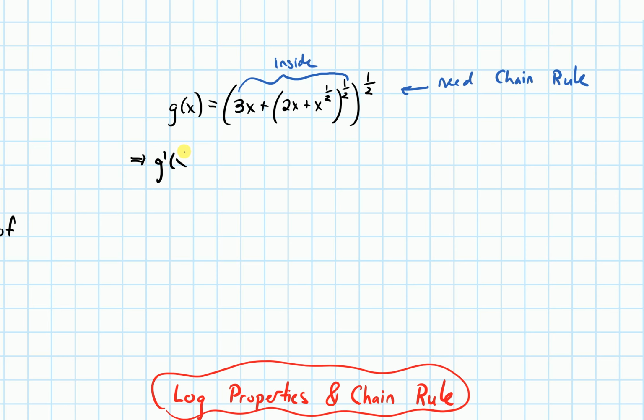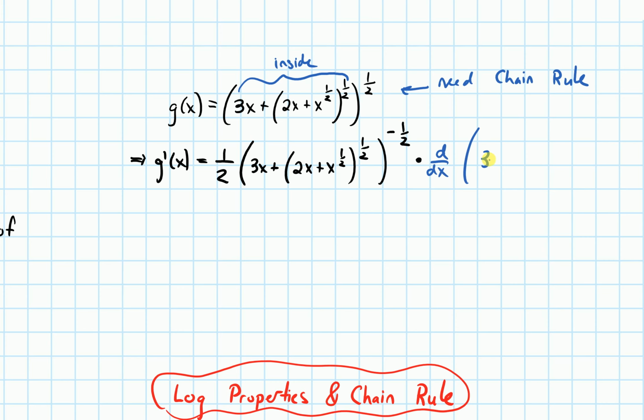So if I take the derivative, g prime of x, first I deal with that outside portion, that 1/2. The power is going to come down, and then I subtract 1 from the power. So that'll give me a negative 1/2 up there. When we do that, chain rule says keep what we have inside the same. So keep plugging in 3x plus (2x plus x^(1/2))^(1/2), close that parentheses, and then the 1/2 power. So keep that the same. And now do the chain rule step. So now we multiply this by the derivative of the inside stuff. So the inside stuff is 3x plus (2x plus x^(1/2))^(1/2).